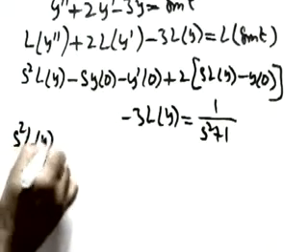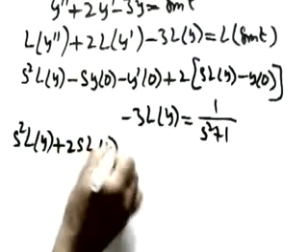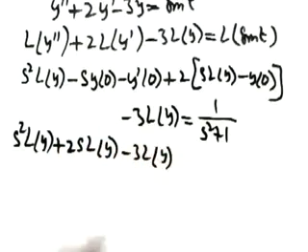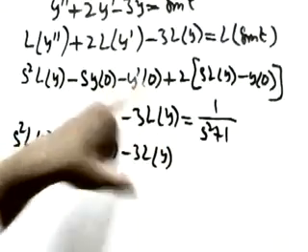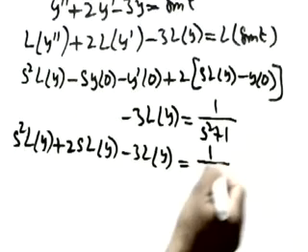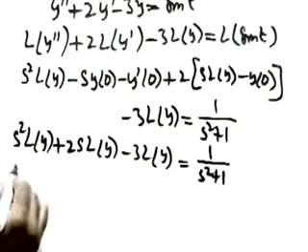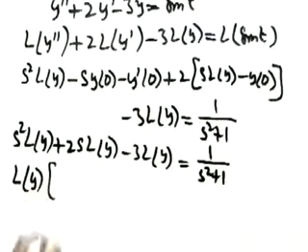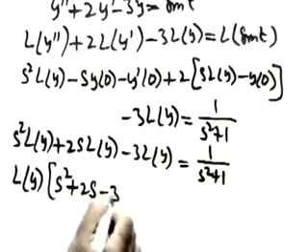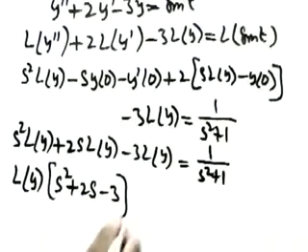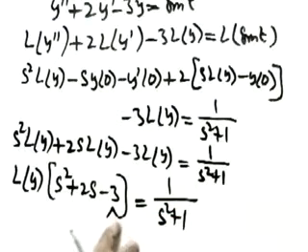What is left here? s square Laplace of y plus 2s Laplace of y minus 3 Laplace of y equals 1 divided by s square plus 1. Now take Laplace of y common. If you take common Laplace of y, what will be left here? s square plus 2s minus 3 equals 1 divided by s square plus 1.